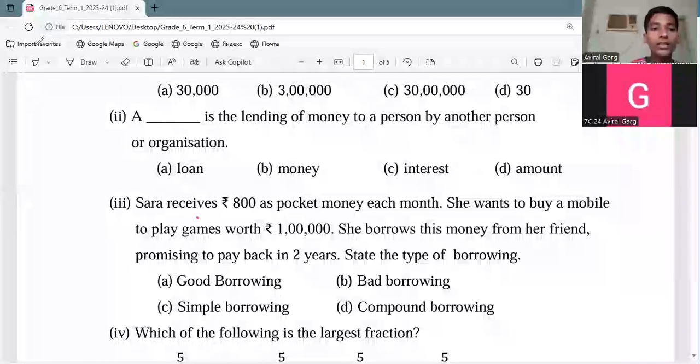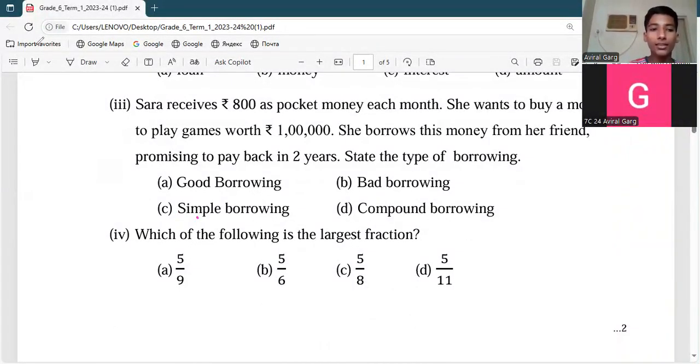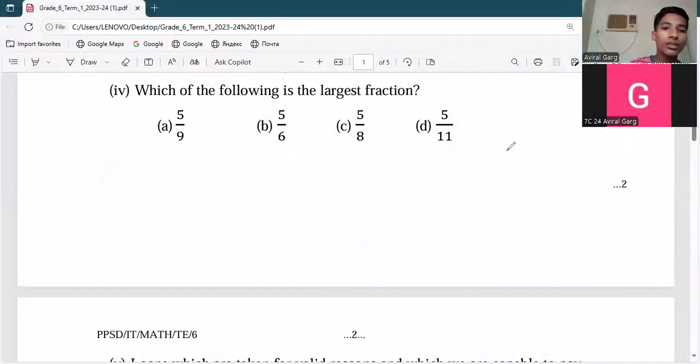Next question. Sarah receives 800 as pocket money each month. She wants to buy a mobile to play games worth 1 lakh. She borrows this money from her friend, promising to pay back in 2 years. State the type of borrowing. We will not go so deep in this topic because this is not in your syllabus. We will skip this question.